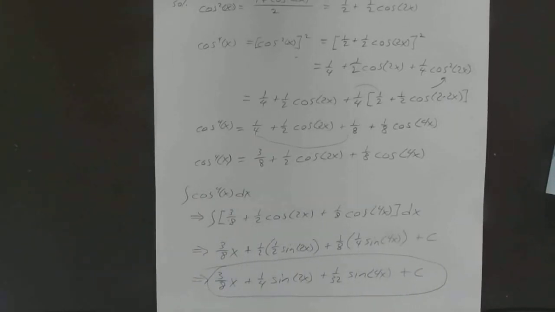I guess if you can remember what cosine to the 4th of x is, they do have a formula you can just remember, but that formula is not even worth remembering. It's 3/8 plus 1/2 cosine 2x plus 1/8 cosine 4x. If you can remember that, then you just have to keep going after that.